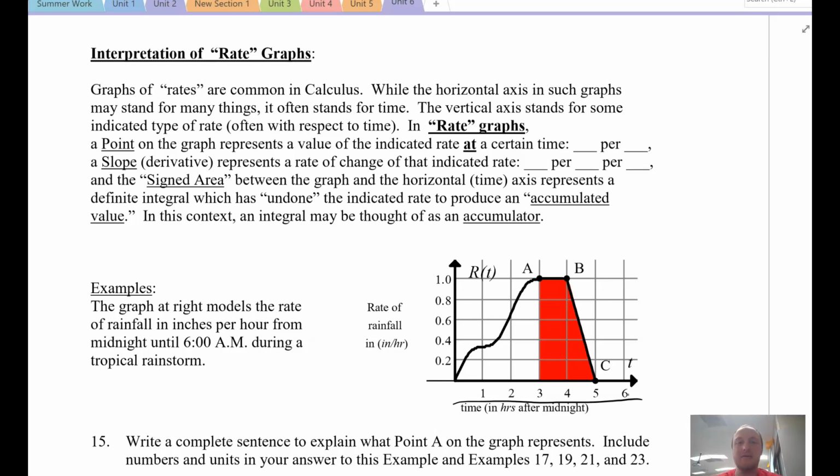Okay, and the signed area between the graph and the horizontal axis represents the definite integral, which is also known as the accumulated area or accumulated value. Okay, and in this context, the integral is thought of as the accumulator. So we'll look at some of these examples and we'll analyze, okay, what does a point mean on a rate graph? What does a slope mean? And what is the signed area?